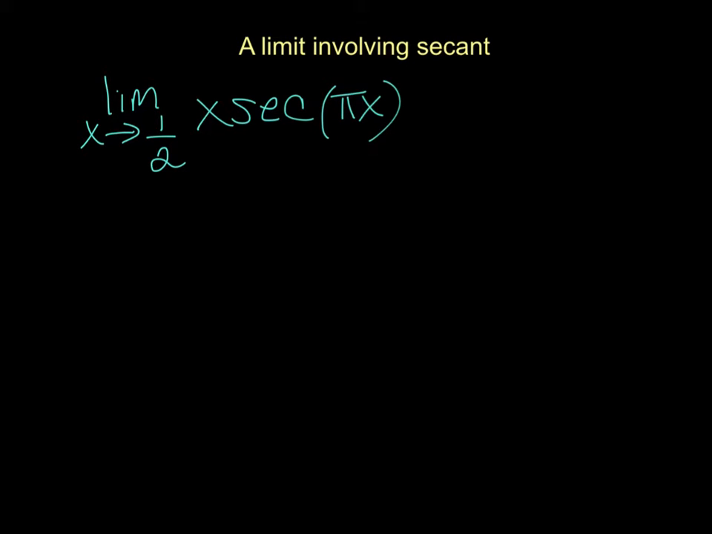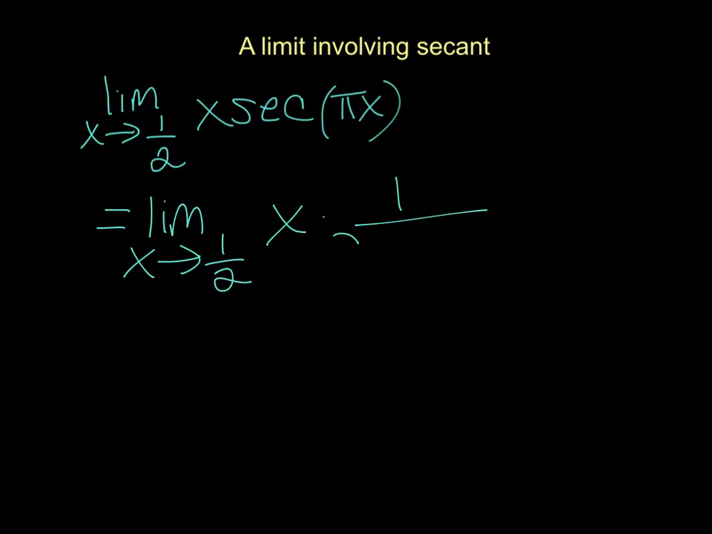Calculating limits with secant, cosecant, or cotangent can sometimes be confusing, but the best thing to do is to just think in terms of sine, cosine, or tangent. So, for example, the limit as x goes to a half of x secant pi x is the same thing as asking for the limit as x goes to a half of x times 1 over the cosine of pi x. Now this part, that's easy.